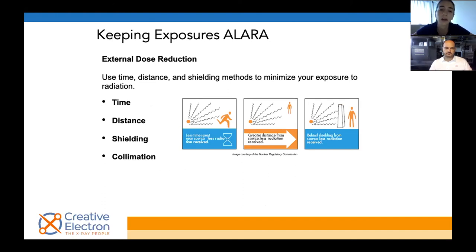So ALARA is part of the manufacturing process, part of the service process, and a big part of the day-to-day use. So it's part of the information that we transfer to the users of our machines so that they can safely operate an X-ray machine. So time, distance, and shielding.